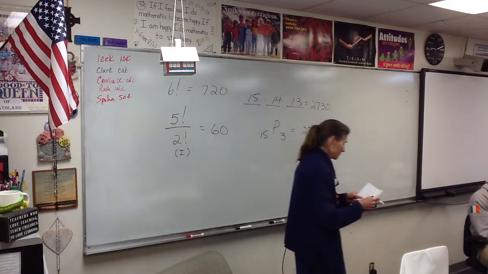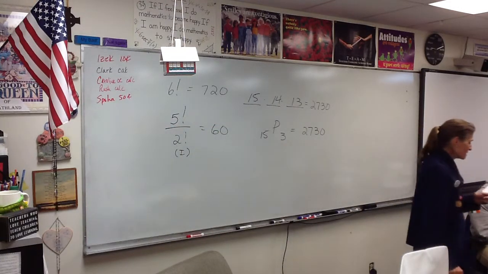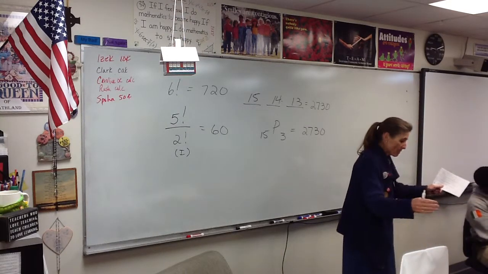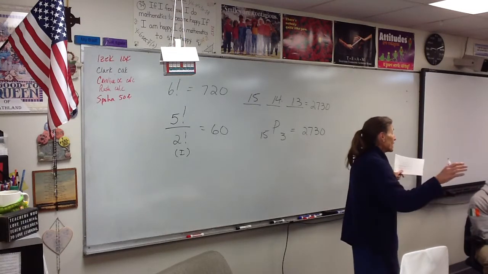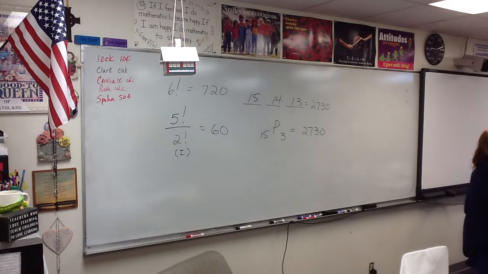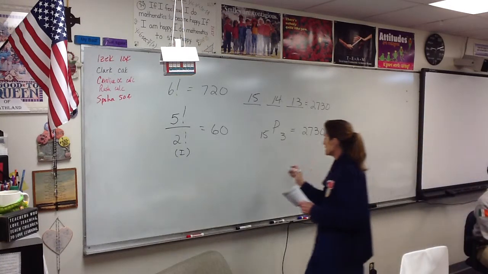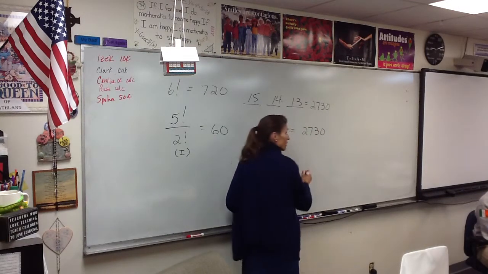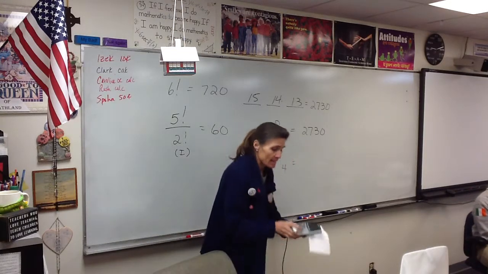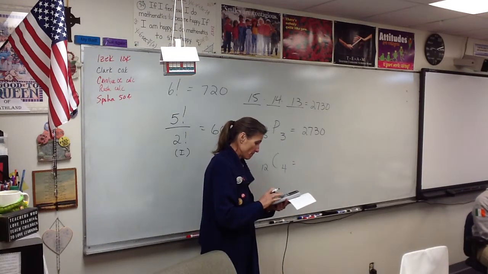Number 4. How many different committees of 4 can be selected from a class of 12? So you have 12, very good, Tyler. You've got 12 kids and you're going to pick 4 of them. You're making a committee. Does the order you pick them matter if you're just making a committee? No. So that would be 12C4.